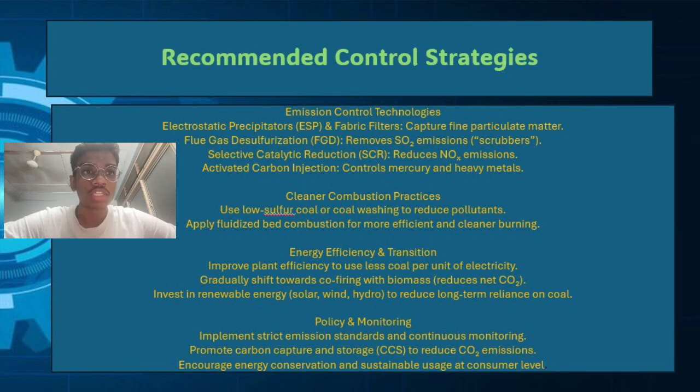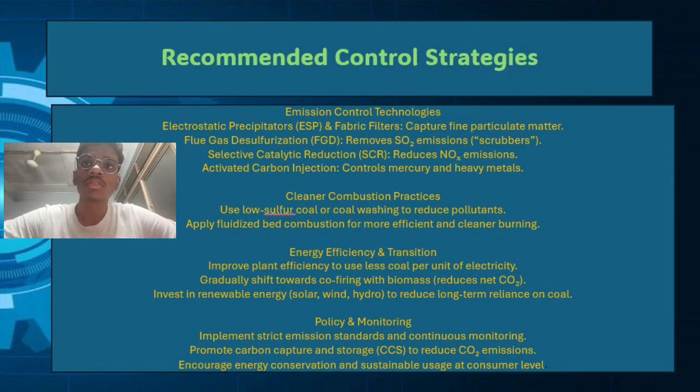So now I'm going to explain about the recommended control strategies that we can follow to reduce the air pollution from coal combustion. So actually we have four major control strategies, which are emission control technologies, cleaner combustion practices, energy efficiency and transition, and lastly policy and monitoring. So first of all, we are going to see about the emission control technology.